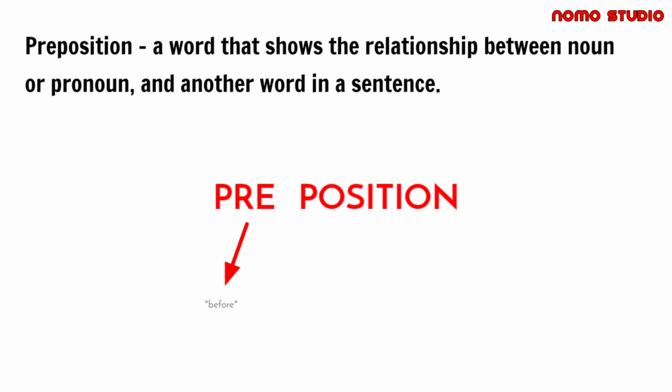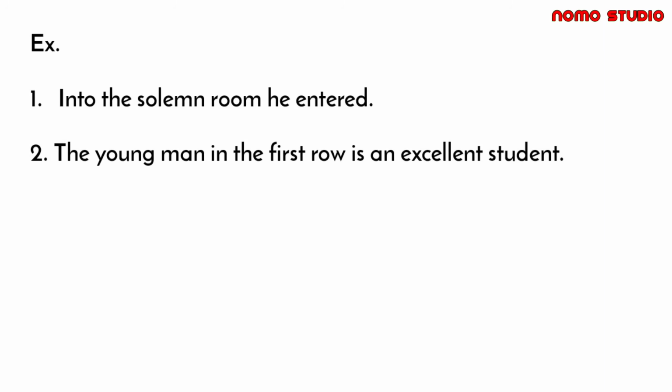Pre means before, and position means place. So meaning it is a word that is placed before a noun. And at the same time, it is a connecting word showing relationship between nouns or pronouns to other words in a sentence. Example of a preposition in a sentence. Into the solemn room he entered. The young man in the first row is an excellent student.